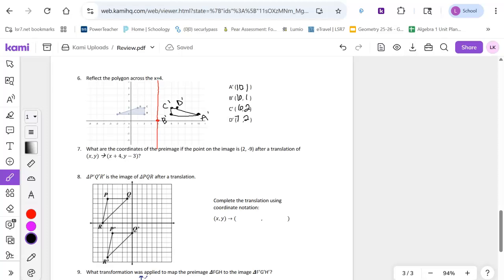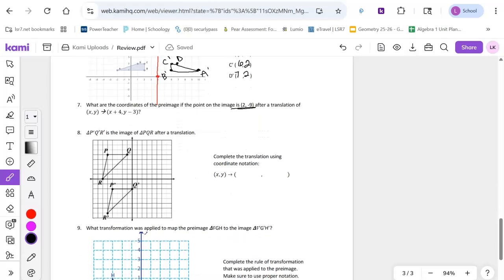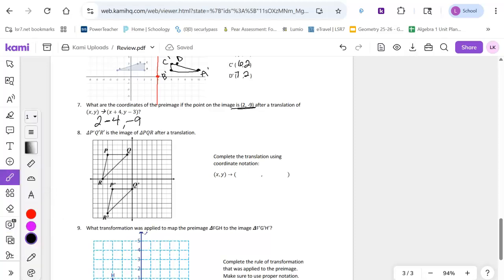Number 7 says, what are the coordinates of the pre-image of the point on the image, 2, -9, after a translation of x plus 4, y minus 3. Well, we have the image, we want to know the pre-image, so I have to do the opposite. So I'm going to take x, which is 2, and instead of plus 4, I'm going to subtract 4. And then y is -9. Instead of minus 3, I'm going to plus 3. So my pre-image would be -2, -6.